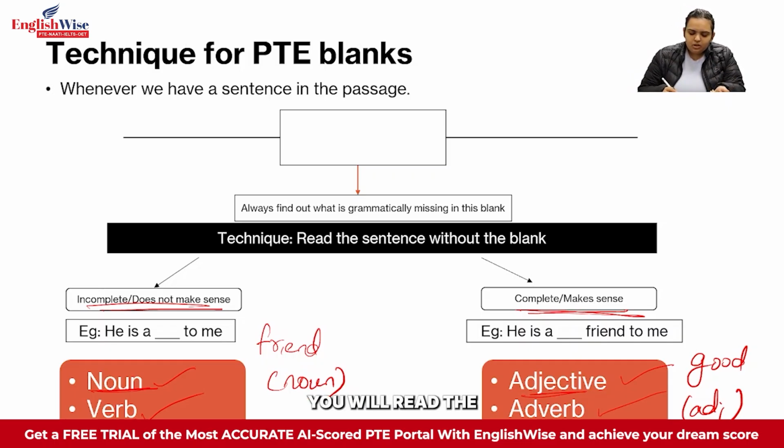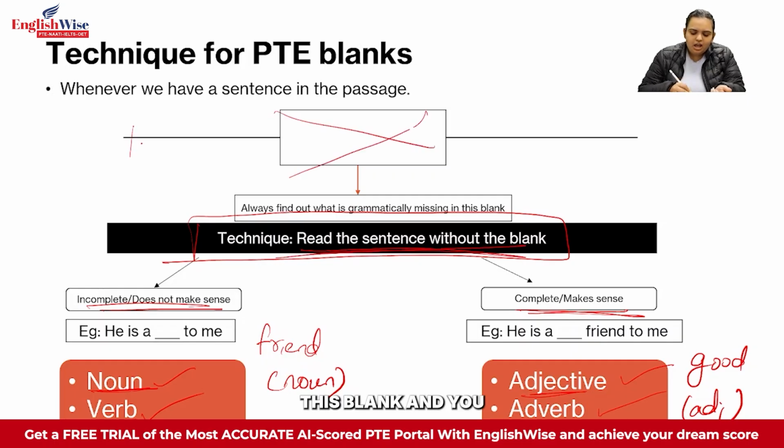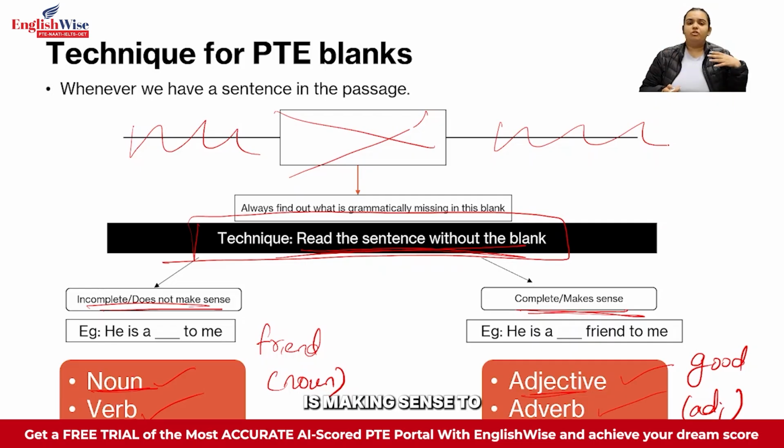What you will do is you will read the sentence without the blank. You will ignore this blank and you will read the rest part of the sentence. Then you will decide whether it is making sense to you or it is not making sense to you. Based on that, you will decide whether to put a noun, verb, adjective or an adverb. Now, a lot of students tell me that, ma'am, I read the sentence without the blank and I understand that it is incomplete, it does not make sense.